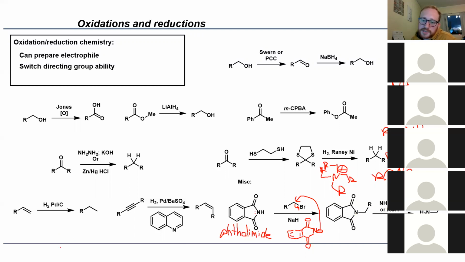Will we have to be able to synthesize that reagent, or can we just use it? Yeah, you can just use phthalimide. This is widely available, super duper commercially available. So you can just buy it. Any more questions on this slide? Okay, moving on.